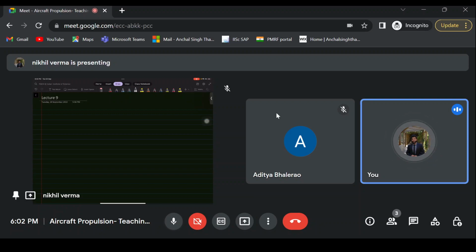Okay. So, in today's lecture, we'll be dealing with an example on a turbofan engine. So, consider that we have a turbofan engine. So, what all things are there in the turbofan? Can you list them?